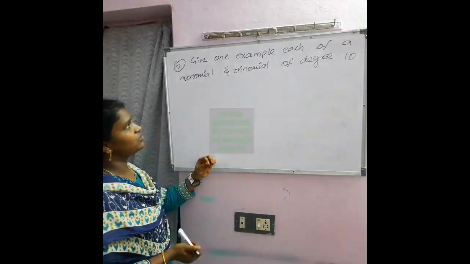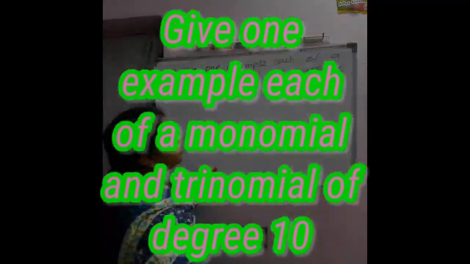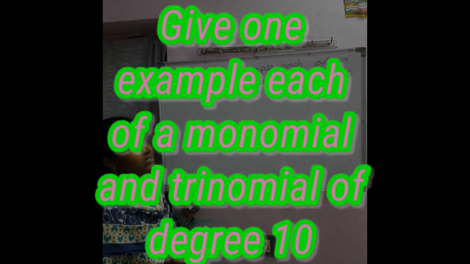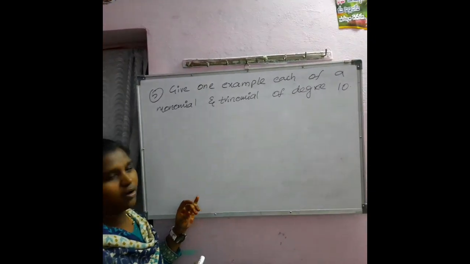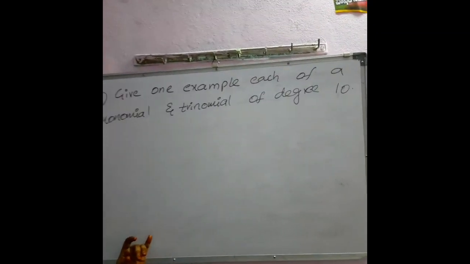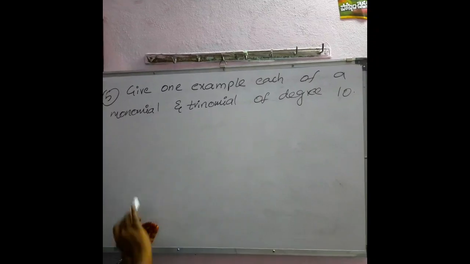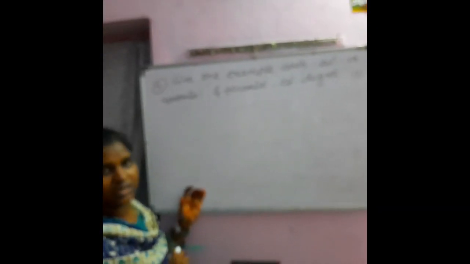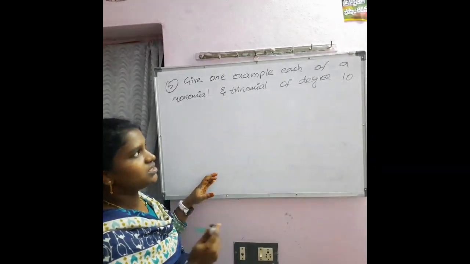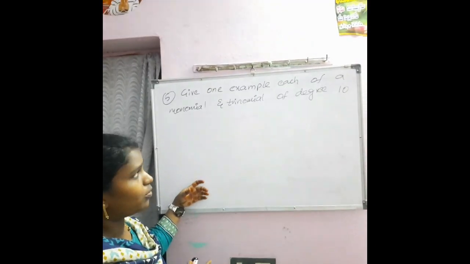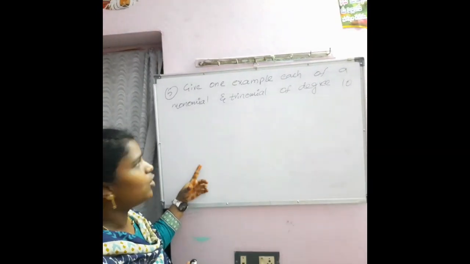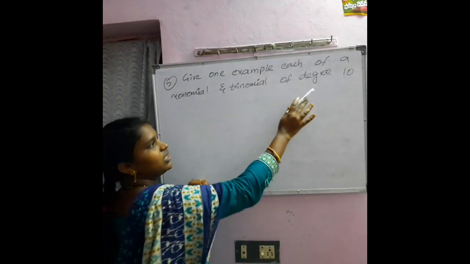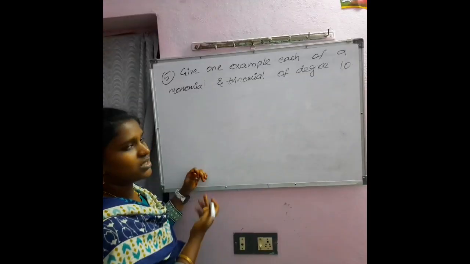Now let us see the next question. Give one example each of a monomial and trinomial of degree 10. We have to consider a polynomial of degree 10, and we have to give examples using monomials and trinomials. Monomial means having only one term. Trinomial is nothing but having 3 terms. Based on the terms, we have divided the polynomials into 4 types, that is monomials, binomials, trinomials and multinomials. So using degree 10, we have to give some examples.